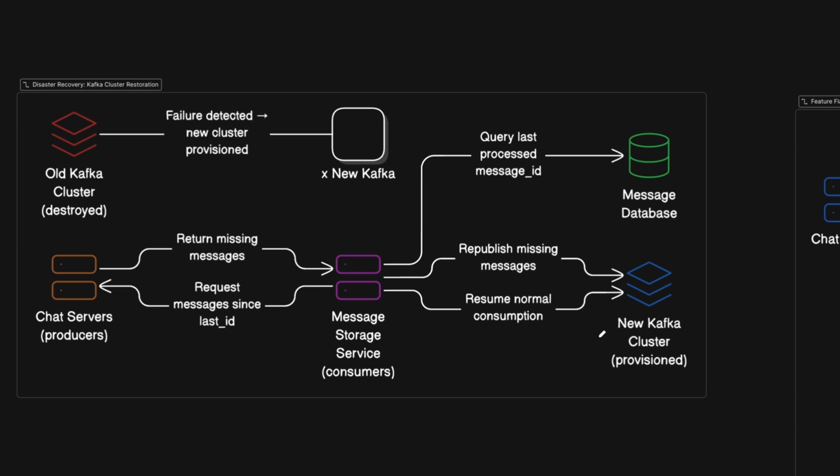Now, another thing that can go wrong here is the Kafka cluster that we have. Kafka itself is very scalable. It can handle thousands of messages per second without any issues, but still we need to plan what happens in case this goes down or something happens with the Kafka cluster.